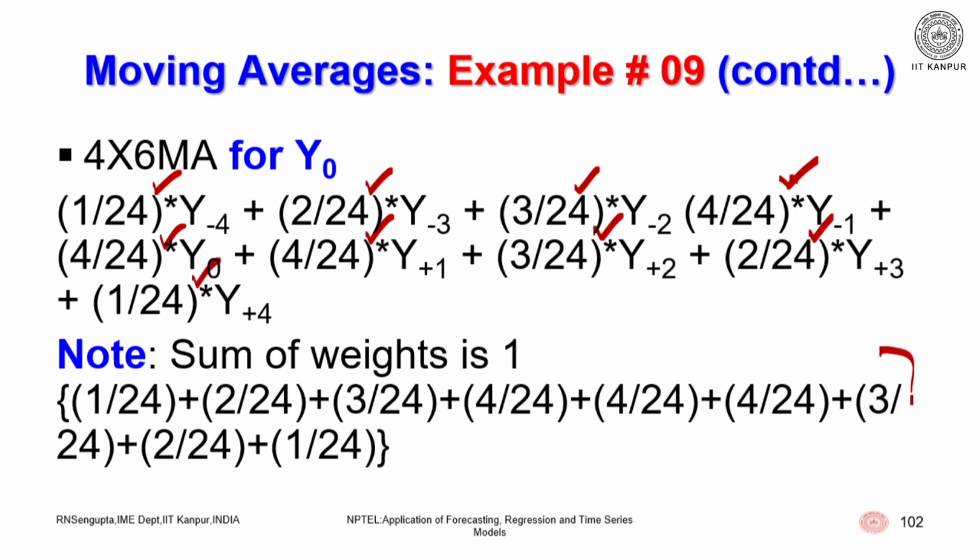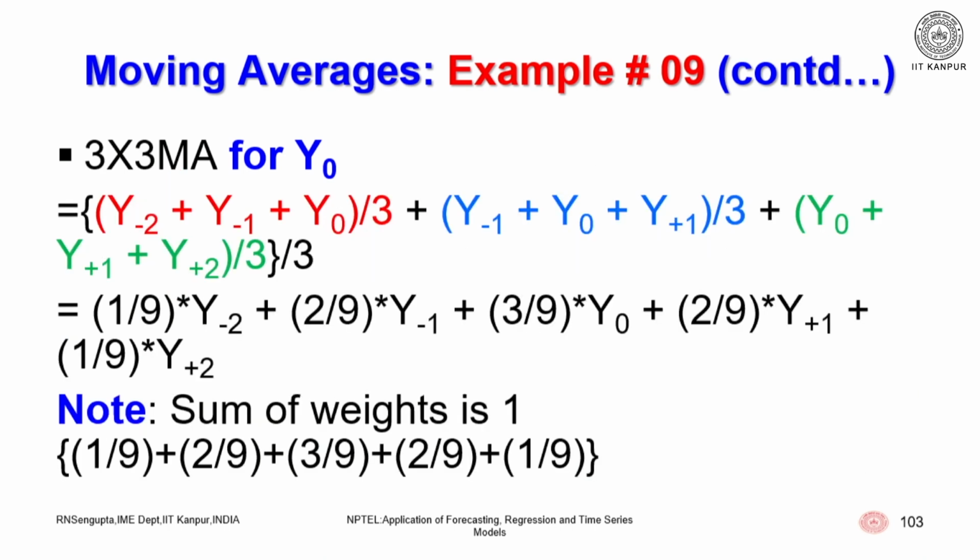So, if you see all the weights, it is 1 plus 2 is 3, 3 plus 3 is 6, 6 plus 4 is 10, plus 4 is 14, plus 4 is 18, plus 3 is 21, plus 2 is 23, plus 1 is 24. This is 24 by 24, which comes out to be 1, as should be the case. Now, let us consider different examples such that things are made much clearer to you.